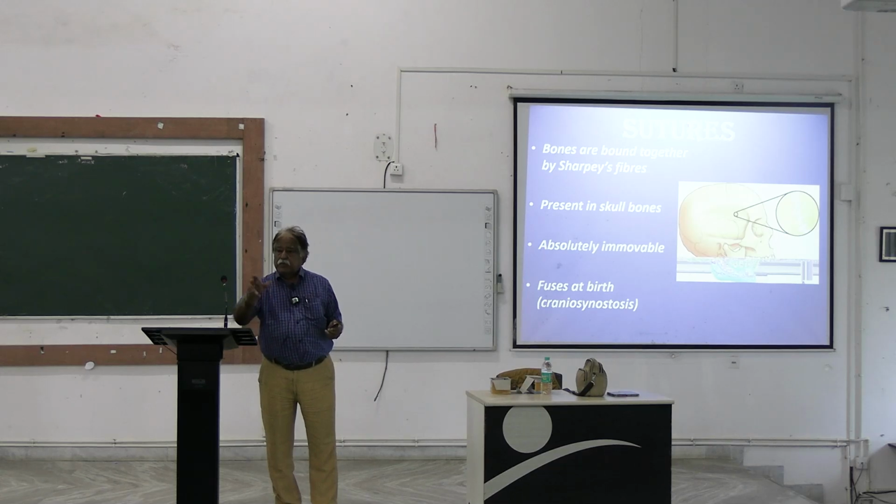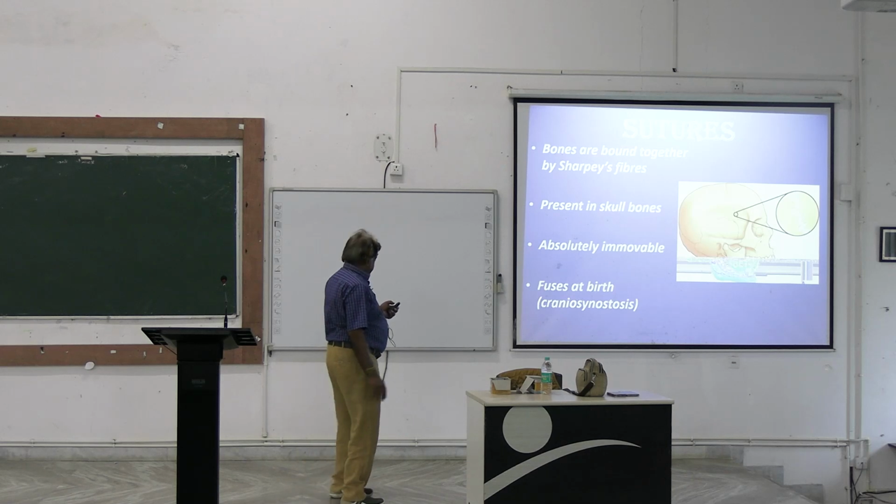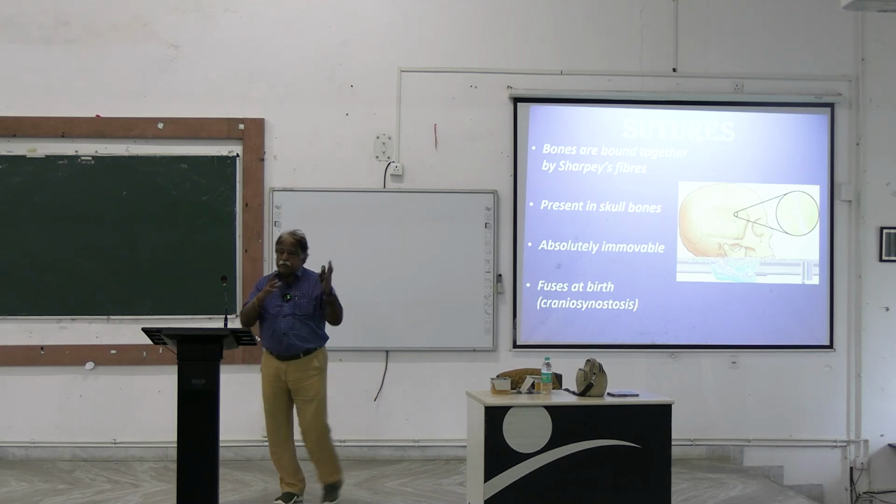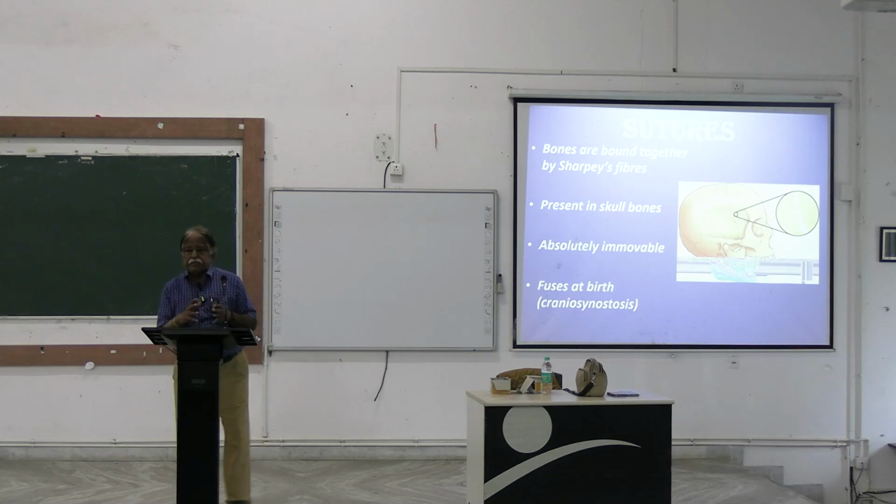Then you have to draw a figure and just say this. See, present in skull bones, this is skull bone, absolutely immovable, fuses at birth, craniosynostosis. Now, when you go to the dissection hall and see the skull, you cannot move them.